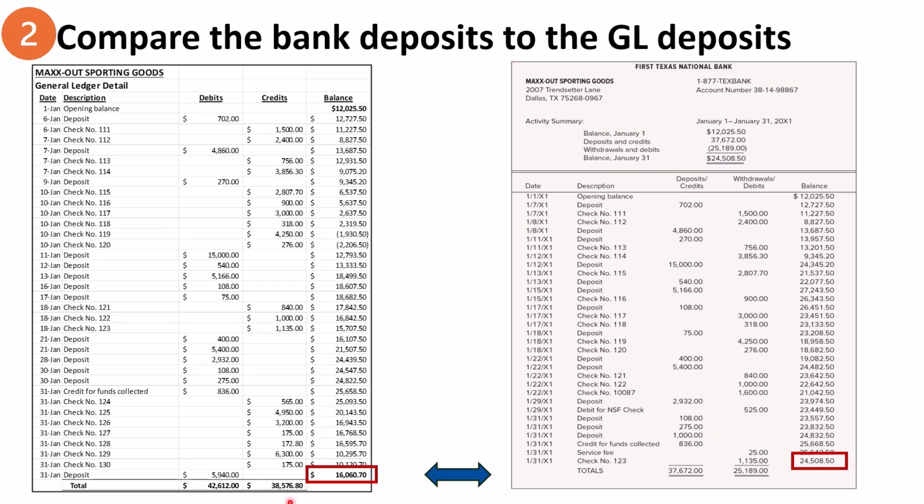The general ledger shows total deposits of $42,612, while the bank statement shows total deposits and credits of $37,672. At first glance, it appears that the bank is missing some deposits. Looking more closely, we can see that the last deposit recorded on the bank statement is $836. However, the general ledger shows an additional deposit of $5,940 on January 31st that does not appear on the bank statement. This difference is known as a deposit in transit.